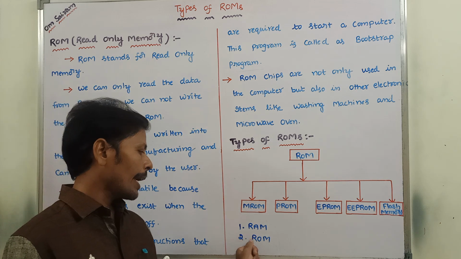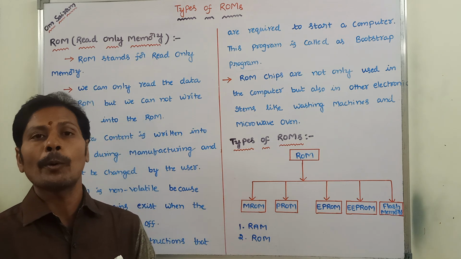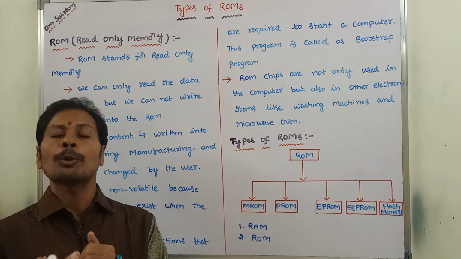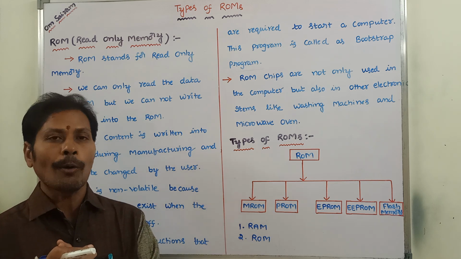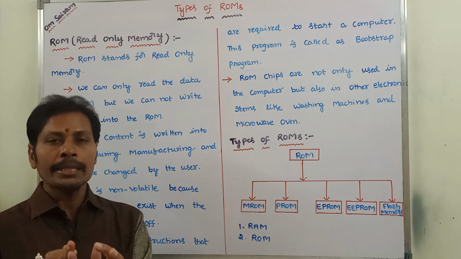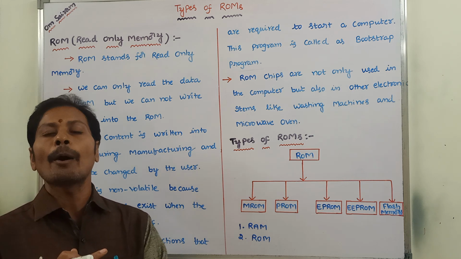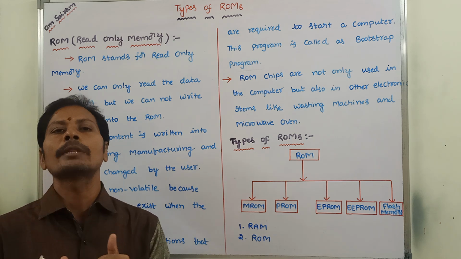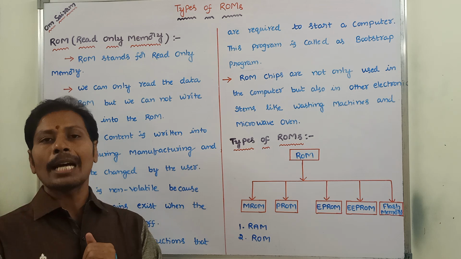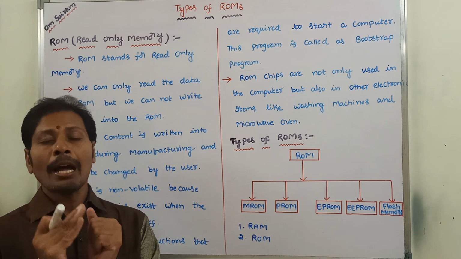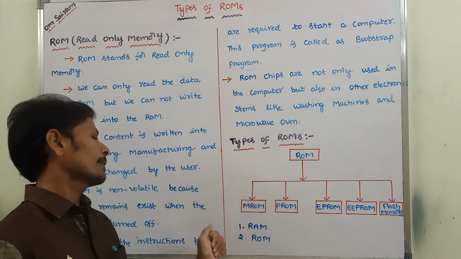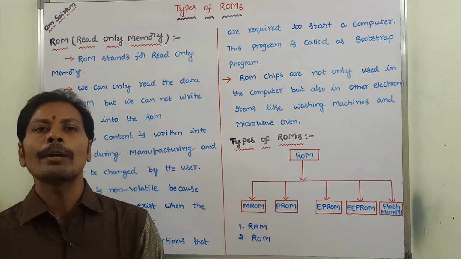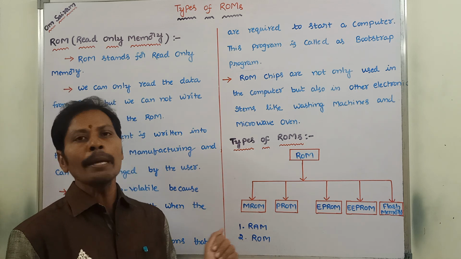Whereas in the case of ROM, that is read only memory, we can perform only the read operation, but we cannot perform the write operation. That means the data that is present in the read only memory, we can read, but we do not have the capability to modify that data. So we cannot perform write operations on the read only memory, but we can perform only read operation.